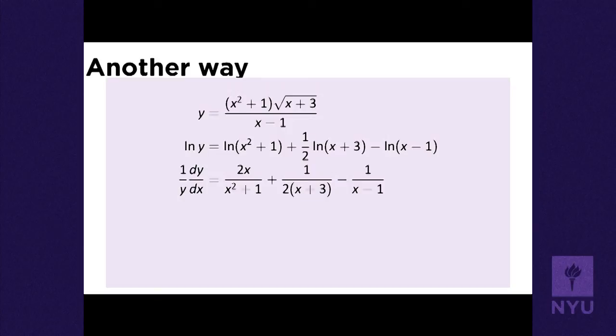Okay. Am I done? No, I want dy dx, and instead I have 1 over y times dy dx. Let me just multiply by y. So dy dx is this whole stuff, sum of three fractions, times y, which another way to write that would be just to sub in what y is. And now I have an expression that just has x in it. Yeah?